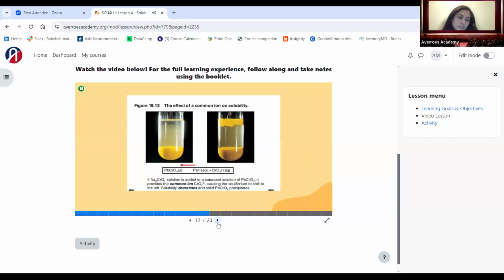So here's an example of the effect of a common ion on solubility. Here we have our lead chromate, and we have our ions, our lead ion and our chromate ion. So if sodium chromate solution is added to a saturated solution of lead chromate, it provides a common ion, which is chromate, CrO4 2-, and this causes the equilibrium to shift to the left. Right? So solubility decreases, and then more solid lead chromate precipitates.